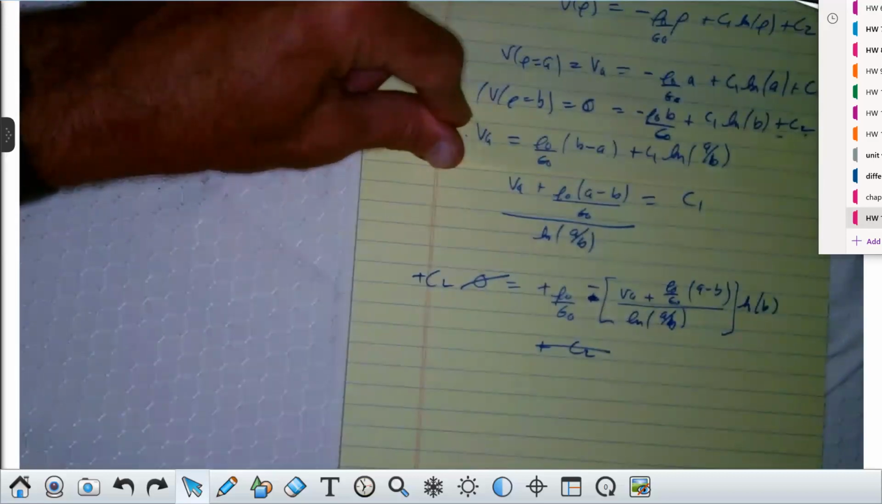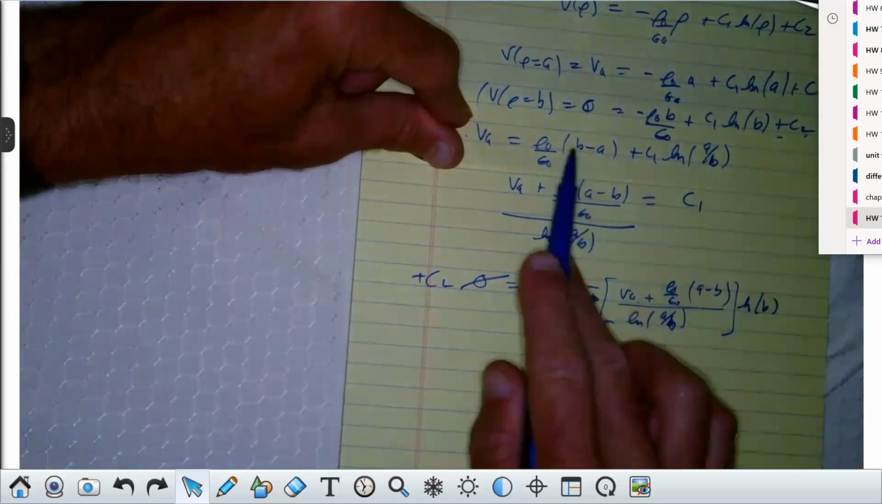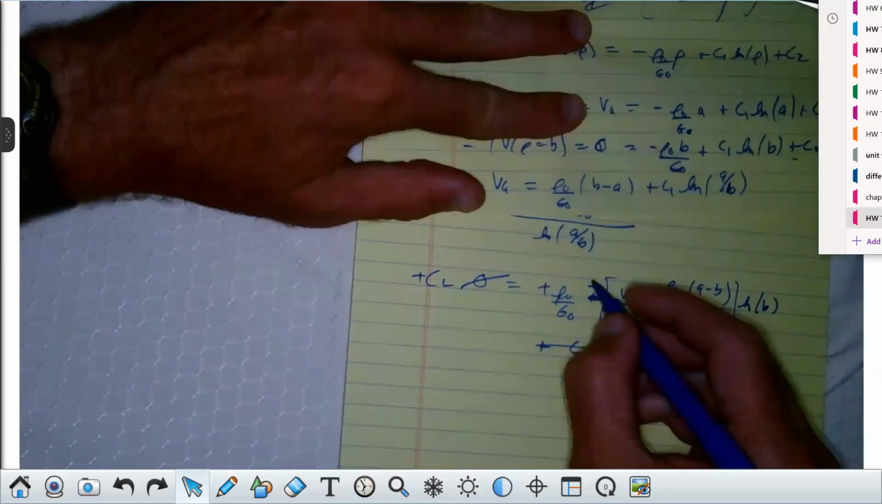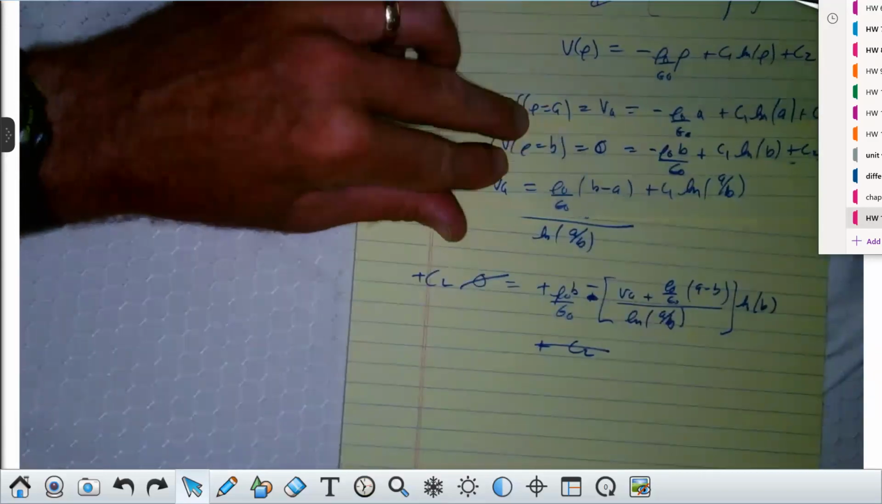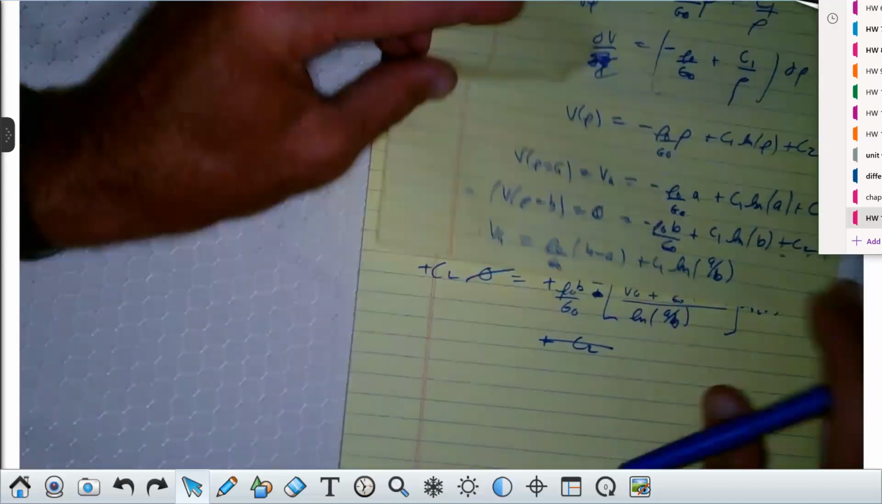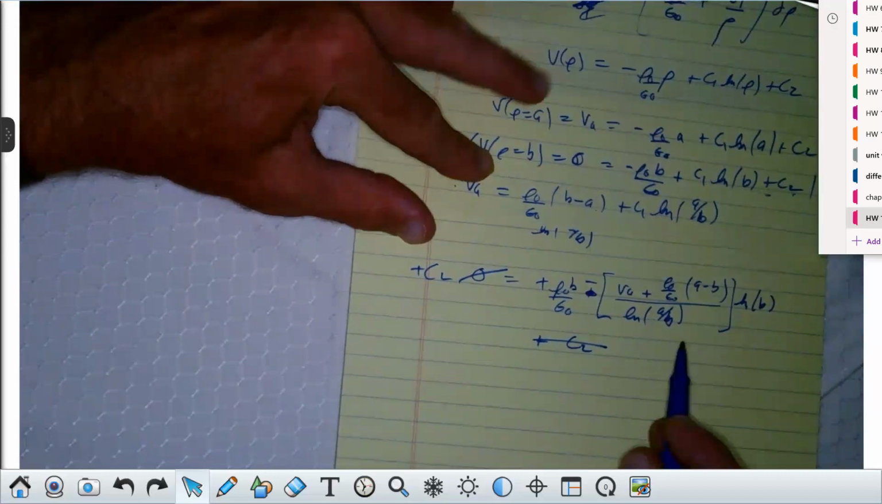Professor, on the rho naught over epsilon naught, should that have a B in that term? Is that right? Yeah, you're right. You're absolutely right. That's my bad. It's right here. And now you have C2 and you have C1 right there.